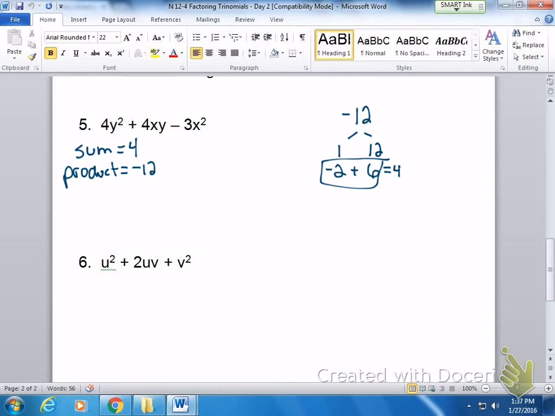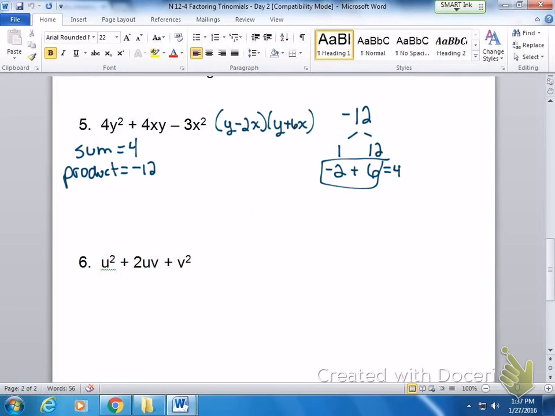Now, when you're working a problem like this, we always open up our parentheses with that first variable, the y. But since we have an x squared at the end, I'm going to put an x at the end of both also. Now all I'm going to do with my answers is put them in front of those x's. So y minus 2x, y plus 6x.